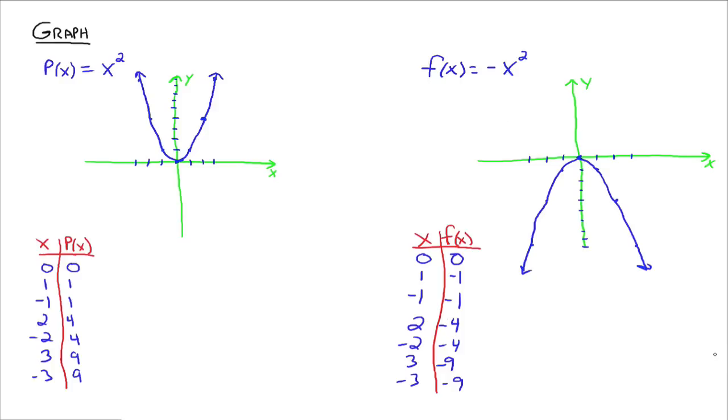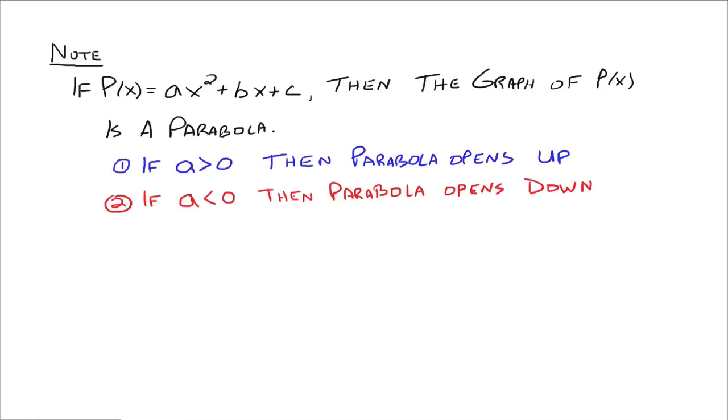We're going to summarize that all up into a note. So, if P of X equals AX squared plus BX plus C, then the graph of P of X is a parabola, which we already know. And if A, the coefficient of X squared, is greater than 0, which means it's a positive number, then the parabola opens up. So it looks like this, right? And if A is less than 0, then it's a negative number, then the parabola opens down. So it would look like this. All right, so just looking at the coefficient of the x squared is going to tell us that information. We really haven't done anything, right?